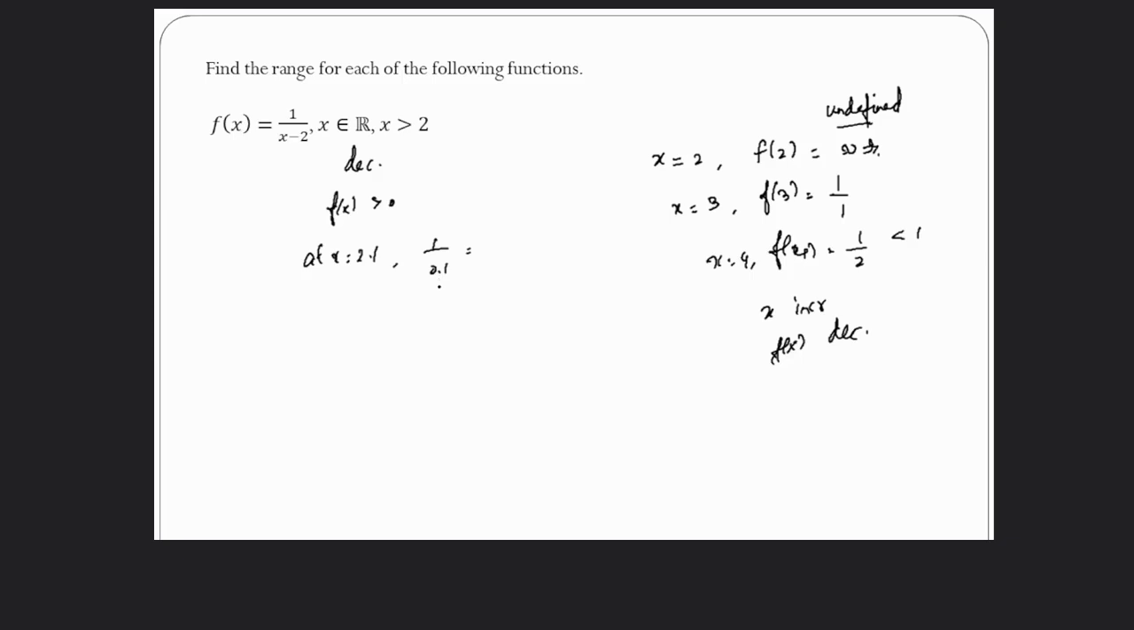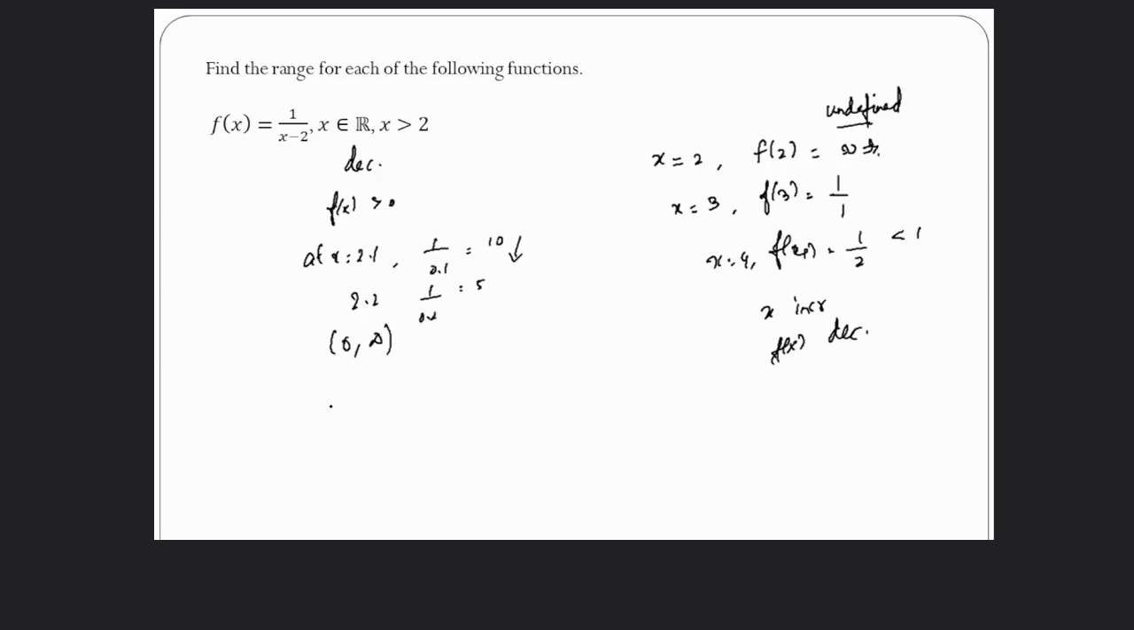If we take it as 2.1, 2.1 minus 2 is 0.1, and 1 over 0.1 is 10. Then 2.2 gives 0.2, 1 over 0.2 is 5. It goes from increasing to decreasing, and at a certain limit it tends to 0, because for the reciprocal function 1 by x the values are between 0 and infinity, so the range must be 0 to infinity. Because for every such decreasing function, the lower limit must be 0.